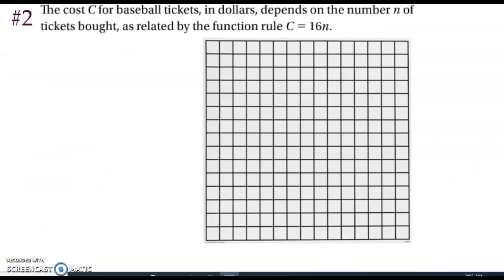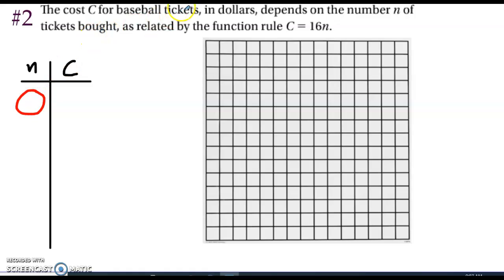All right, whereas in this next situation, the cost for baseball tickets in dollars depends on the number n of tickets bought, as related by the function rule C equals 16n. So we are doing, based on the number of tickets, what is the cost? So the least amount of tickets I could buy is 0. I can't have a negative amount of tickets. The most is going to depend on how much money I have, right?